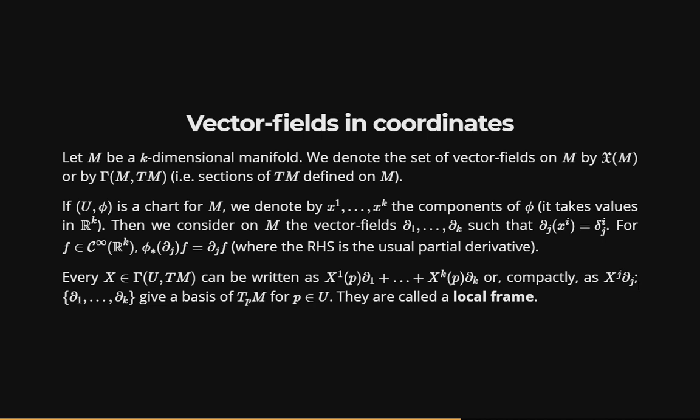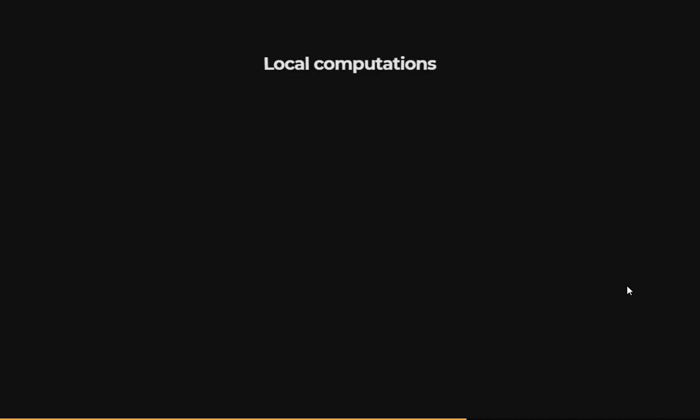By the way, usually you sum indexes that are opposed: one is up and one is down. And being up or down has a meaning, but one step at a time. Now, partial 1, ..., partial k give a basis of T_pM for p in U. They are called the local frame. Every time you have a coordinate chart, you have a local frame. So you can actually forget about the basis, which is some sort of canonical on U, and just talk about the coordinates.